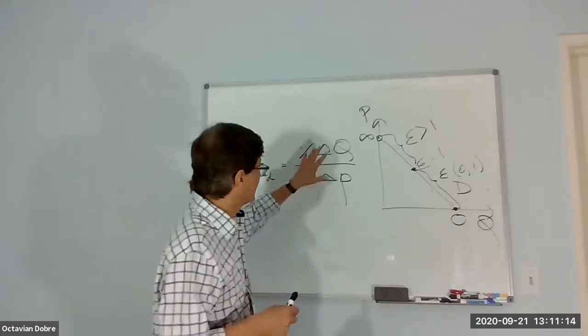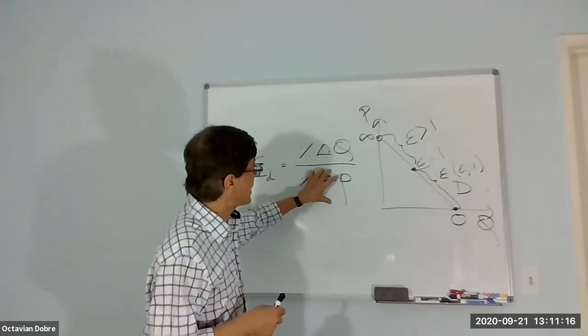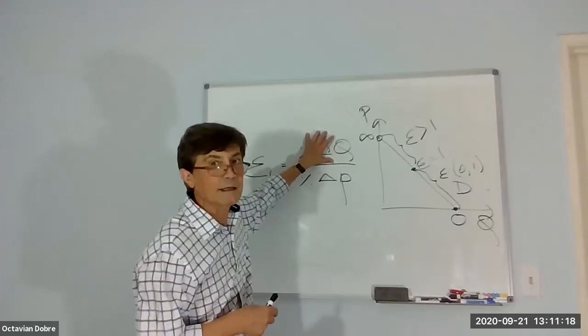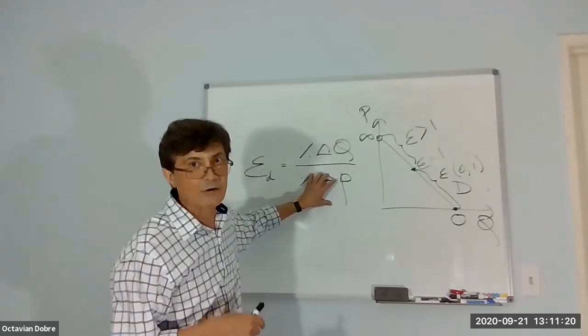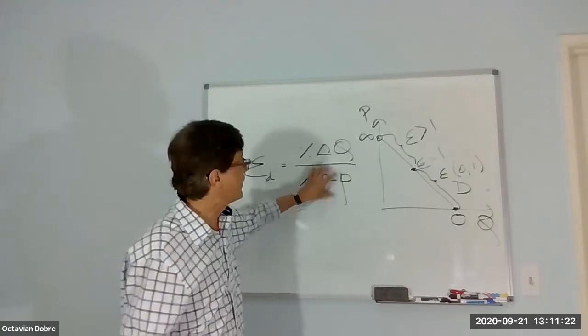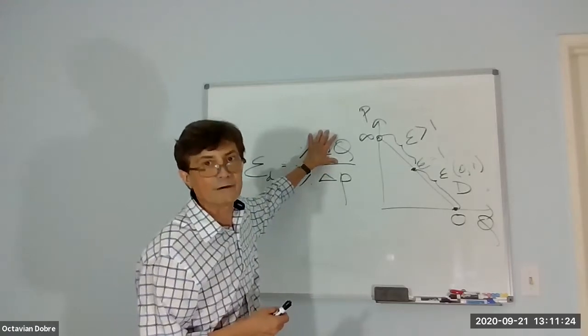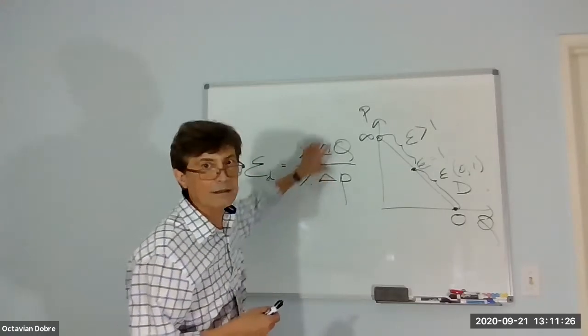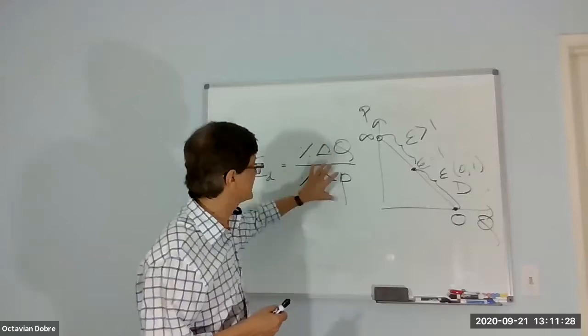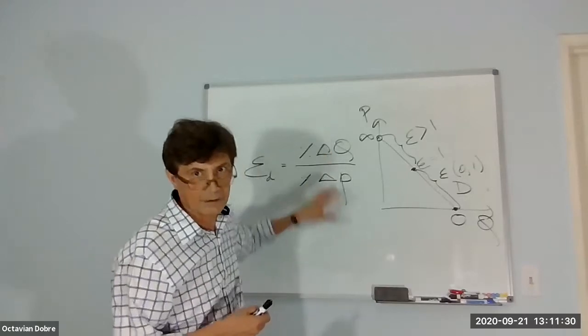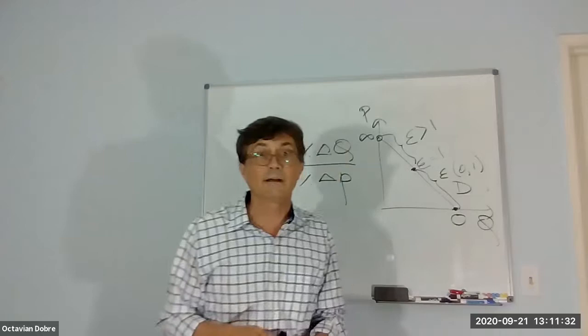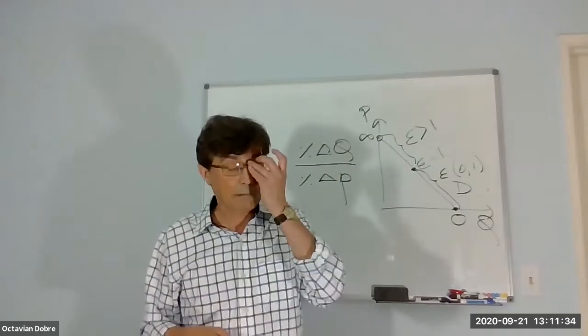That means that given a percentage change in price, this number here will be less than the percentage change in price. So if the percentage change in price is 5, this will be less than 5. If the percentage change in price is 1, this will be less than 1. If this is 10, this is less than 10. And then we're going to end up with a value that is less than 1.